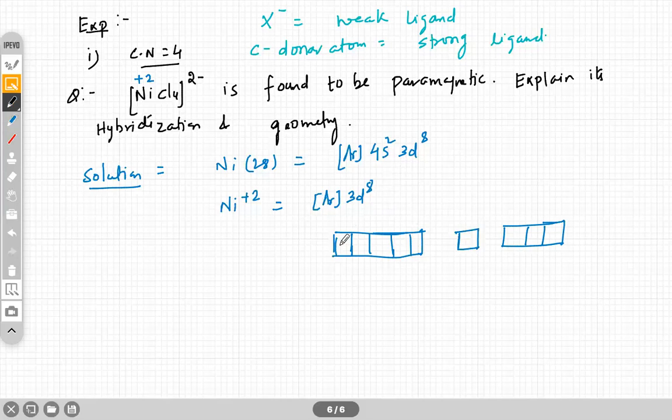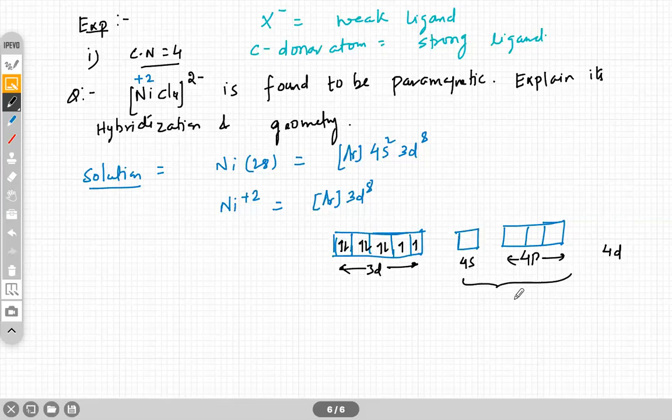So 3d has 8 electrons. 1, 2, 3, 4, 5, 6, 7, 8. And this is 4s, and this is 4p. And 4d is not required, because coordination number is 4 only. We require only 4 orbitals here, so that we can get 4 hybrid orbitals in which the 4 ligands can donate their lone pair.